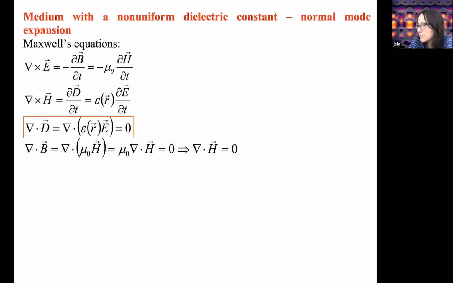So I'd like to make a brief break. Maybe we shrink it to about 2-3 minutes, and then we move on to medium with non-uniform dielectric constant, which is basically the same as an arbitrary resonator in a lossless case. If you have any questions, happy to answer, of course.